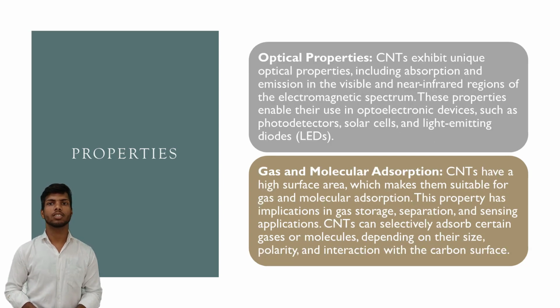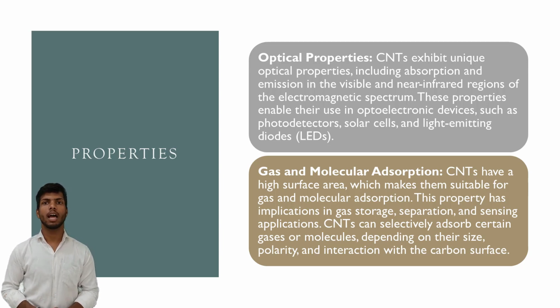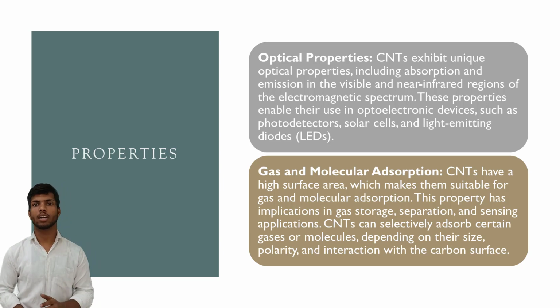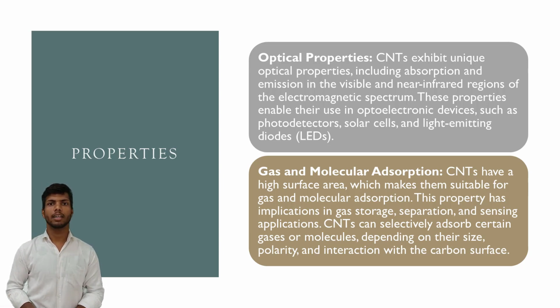The next property is the optical property. Carbon nanotubes have unique optical properties including absorption and emission in the visible and near infrared regions of the electromagnetic spectrum. The next property is gas and molecular absorption. Carbon nanotubes have a high surface area which makes them suitable for gas and molecular absorption. This property is used for gas storage, separation, and sensing applications.